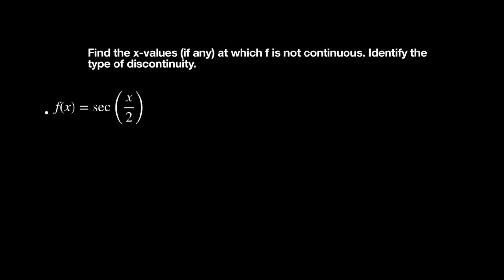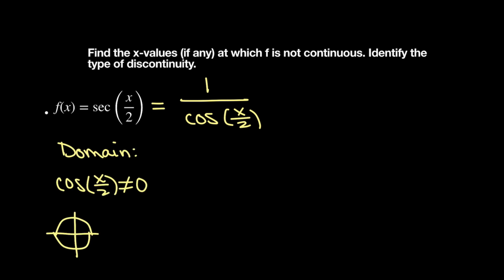All right, what about f of x equals secant of x divided by 2? This is a trig function, so it should be continuous on its domain. To find its domain, I'm going to think of secant of x over 2 as the reciprocal of cosine of x over 2. So 1 over cosine of x over 2. To find the domain, I know that anytime I have a fraction or division, the denominator can't equal 0. We can't divide by 0. So that means cosine of x over 2 cannot equal 0.